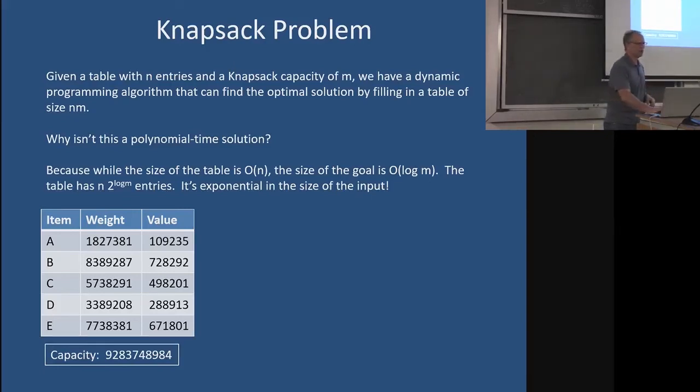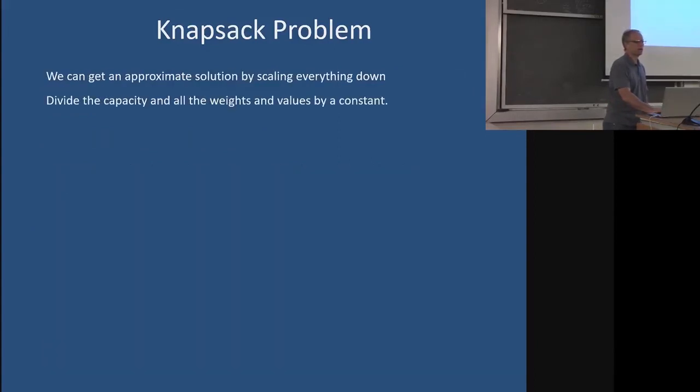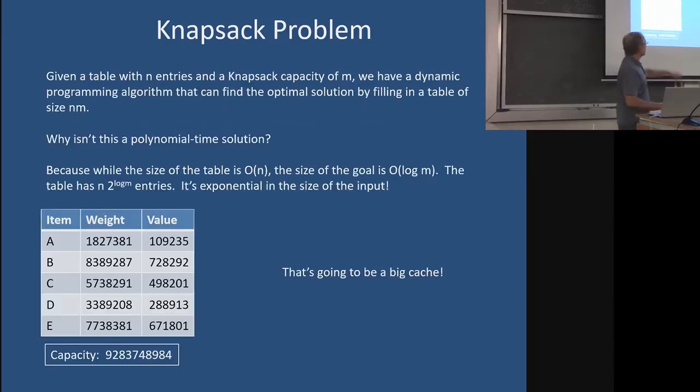So let me show you what I mean. All right, that's going to be a big cache. Now, when we do the division, when we divide the weight, we're going to divide the weight by 10 to the fifth. So we're going to remove the last 5 digits. Should we round down to 18 or up to 19 when we do the weight? Right, we want to assume the worst. We want to make sure our solution isn't bigger than the actual capacity of the knapsack. So we'll round the weights up.